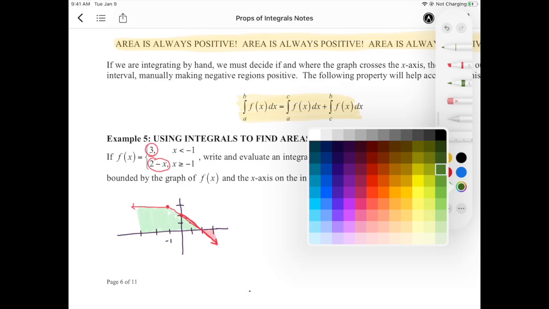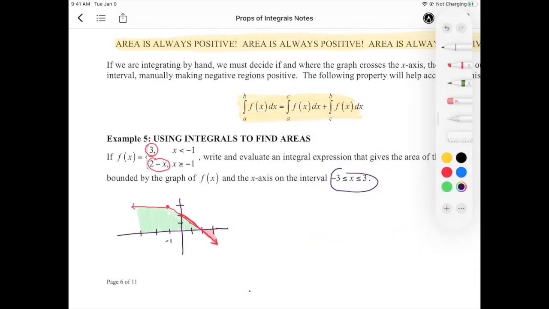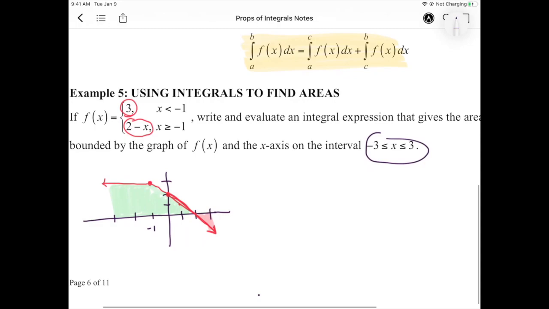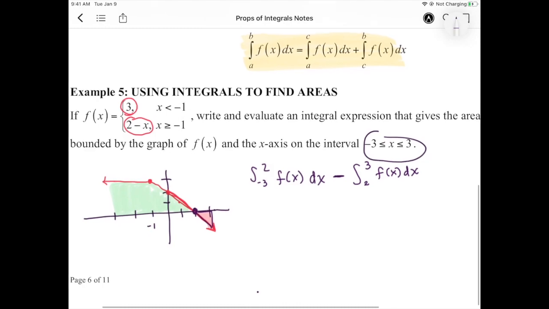Okay, so my integral, if I split it up between the positive and negative, one integral will go from -3 to 2, because that's where it changes from positive to negative. And I'll just write of f of x dx. And then I'm going to subtract the definite integral from 2 to 3 of f of x dx. And the reason why I'm subtracting it is because since this is negative, I want to turn it positive, so I use that negative sign.